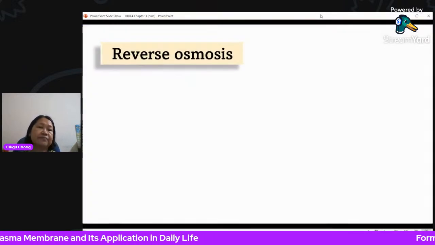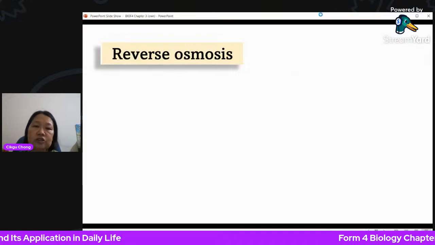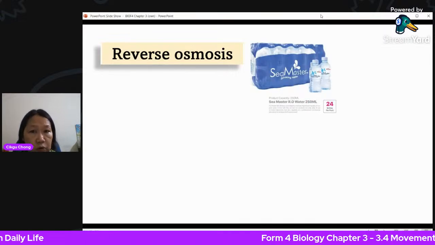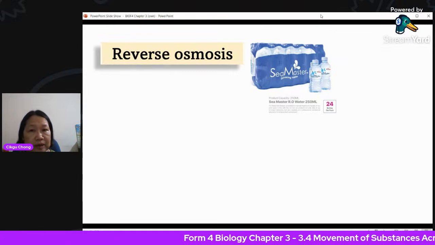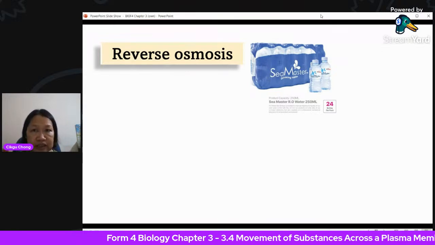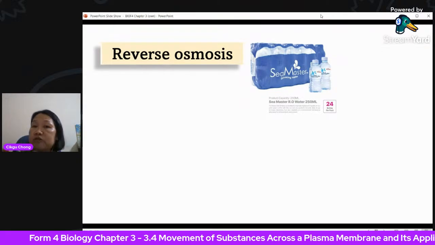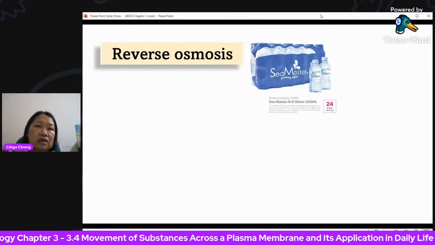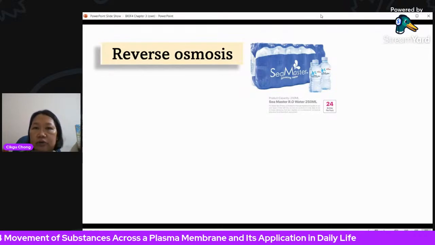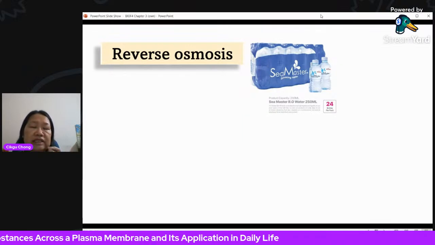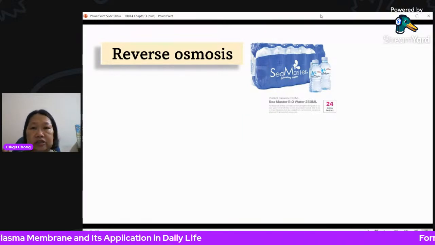Okay, now lastly, reverse osmosis. Okay, so reverse osmosis, I'm sure when you buy your drinking water, they don't put mineral water. So remember that drinking water and mineral water are two different things. Mineral water, they will put minerals inside. There will be sodium, magnesium, iron, whatever. Of course, mineral water will be slightly more expensive than just drinking water.